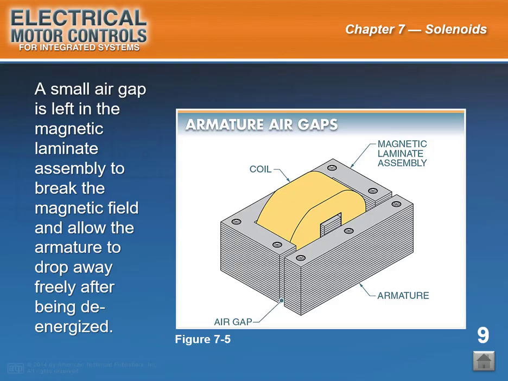To eliminate this possibility, a small air gap is always left between the armature and the magnetic laminate assembly to break the magnetic field and allow the armature to drop away freely when de-energized.